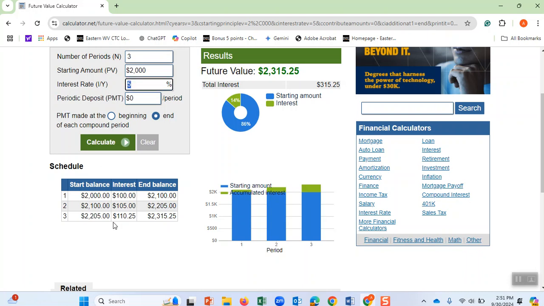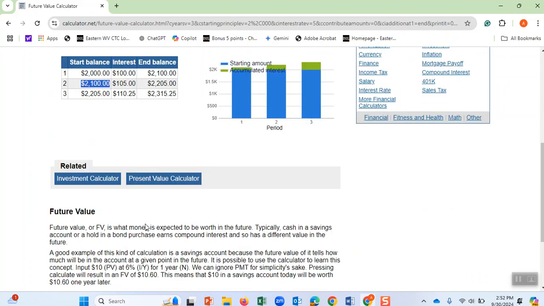And of course, this is how the table will look. As you see, your 2,000, the blue, stays the same because it's 2,000, and the green here shows the interest you are getting. The first year, 5% of it is $100. Next year, because you start with 2,100, you get more interest because now you have extra money, and this is the way the table looks.